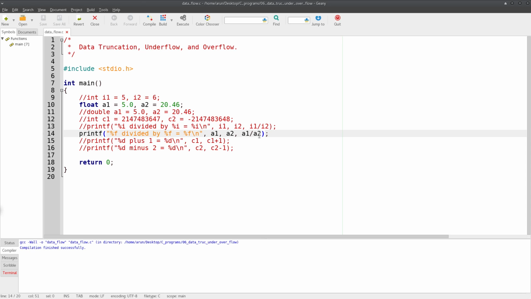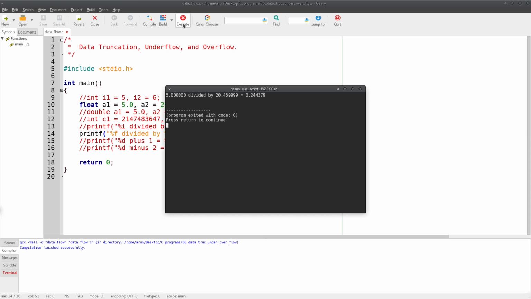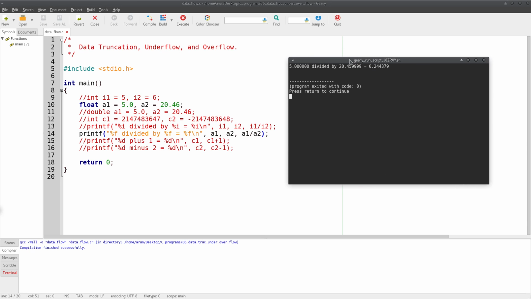Now if I compile this, build this, and execute this file over here, the 5 came out to be perfectly fine, not a problem. But look at this: instead of getting 20.46, we get 20.4599999. That's odd. This should be 20.46, isn't it? But why do we get it like this? Well, it turns out this is not because of our computational mistake. Rather, this is because of an internal data truncation that happens to represent numbers.